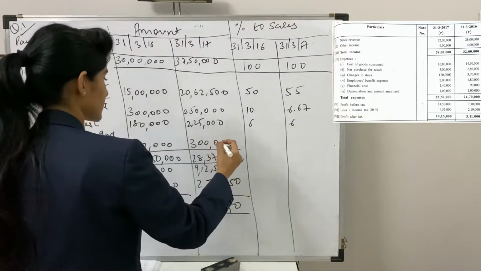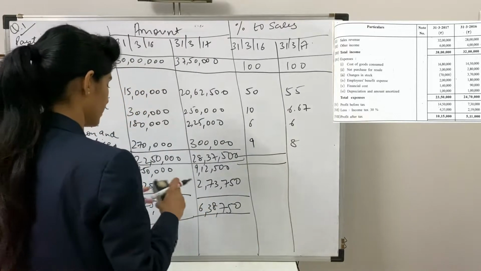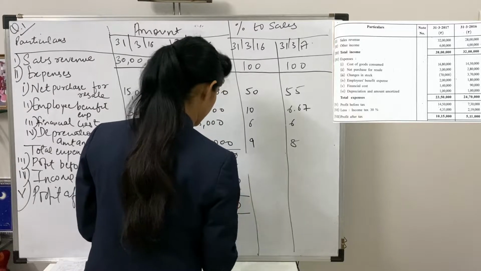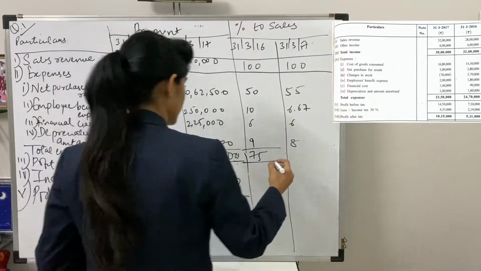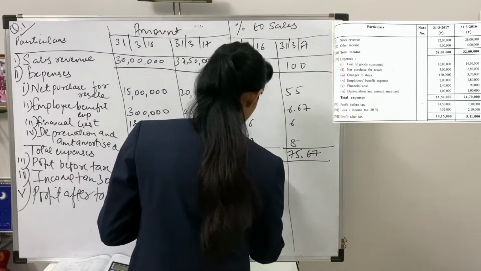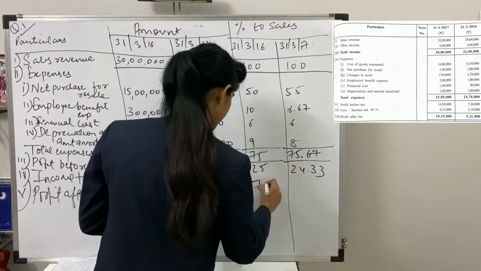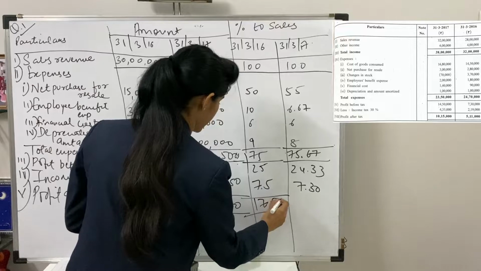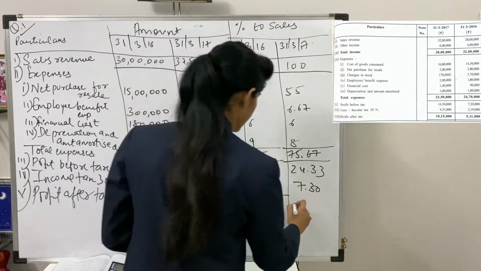Now I have further answers, so I'll jot it down. You can calculate on your calculators. Here you get 75. That is your 75.67. Next is your 25, 24.33. Next is your 7.5, 7.30. Your final answer is 17.5 and 17.03.